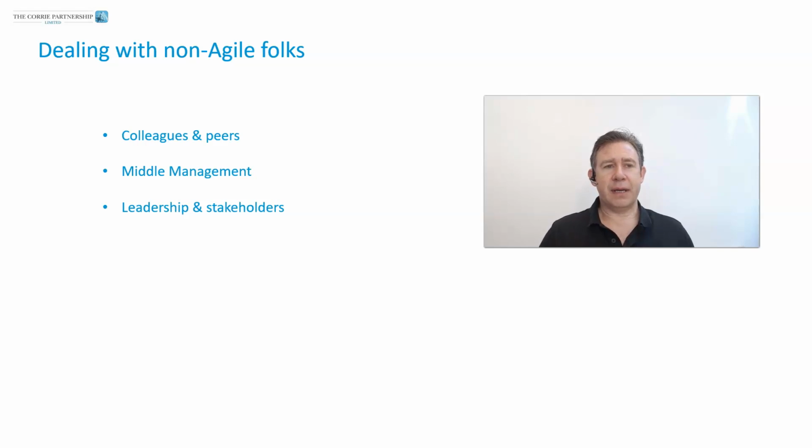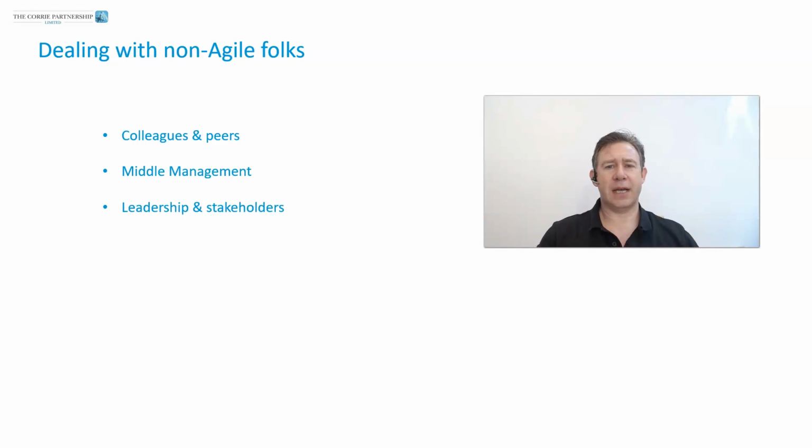With colleagues and peers, hopefully it should be easy enough to have a conversation with them, but that conversation needs to be one where we are trying to find out where they're at. It's important to go to where they're at and help them from there to move to Agile.